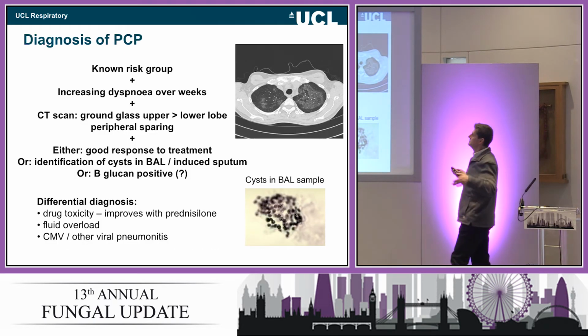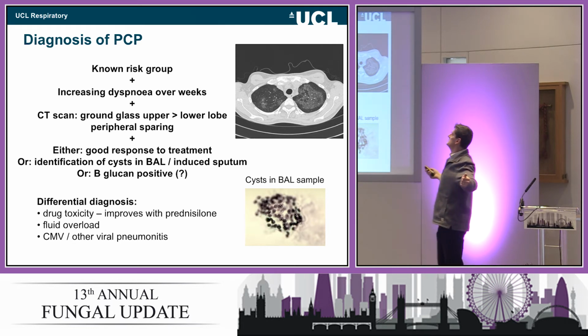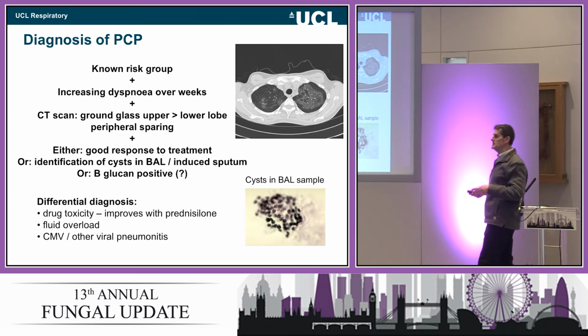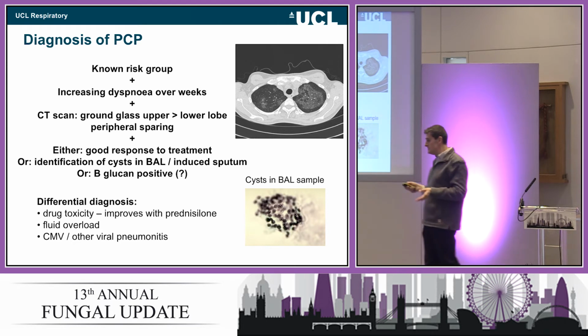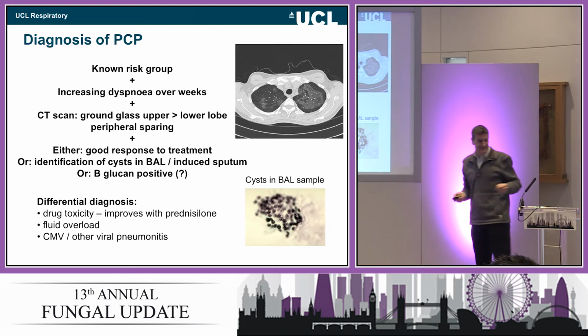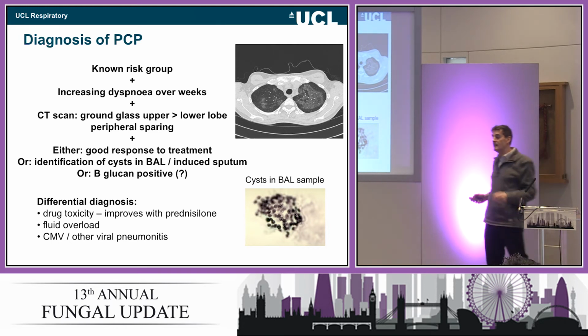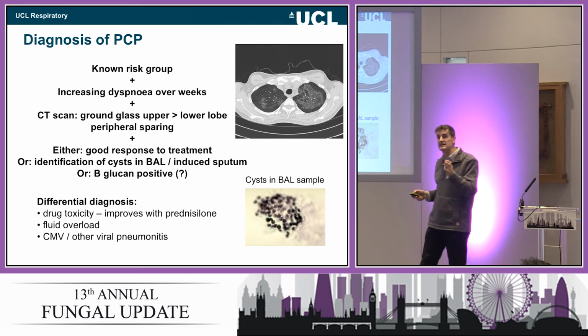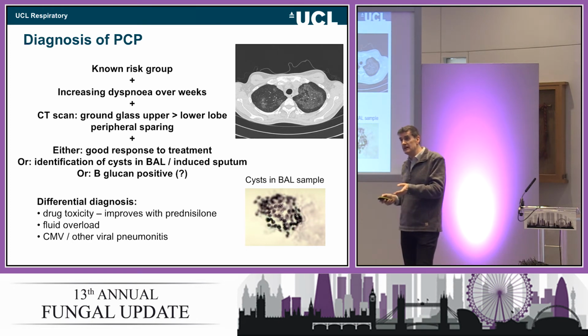So known risk group, stem cell transplant means it's a T-cell defect. Increasing dyspnea over weeks. They present with a very tightly set history: I've been getting more breathless over the past 3 to 4 weeks, and those hematology consultants don't listen to me. Of course we do. But we do a beta-glucan. We've only had 1 or 2 cases who have used it, and if it's high, it's really, really helpful.